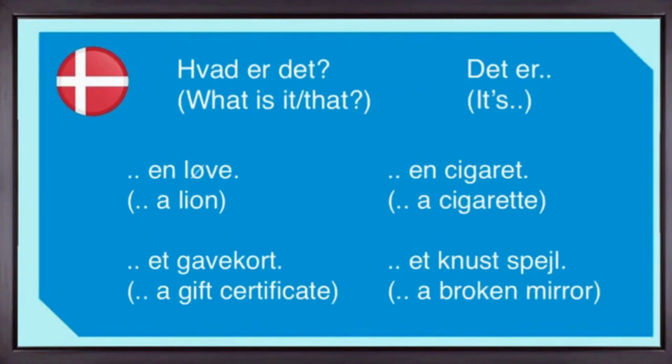Hvad er det? Det er en løve. Et gavekort. A gift certificate. Oh, that's nice. En cigaret. A cigarette. Et knust spejl. A broken mirror. Very nice. Så hvad er det? Det er something something.